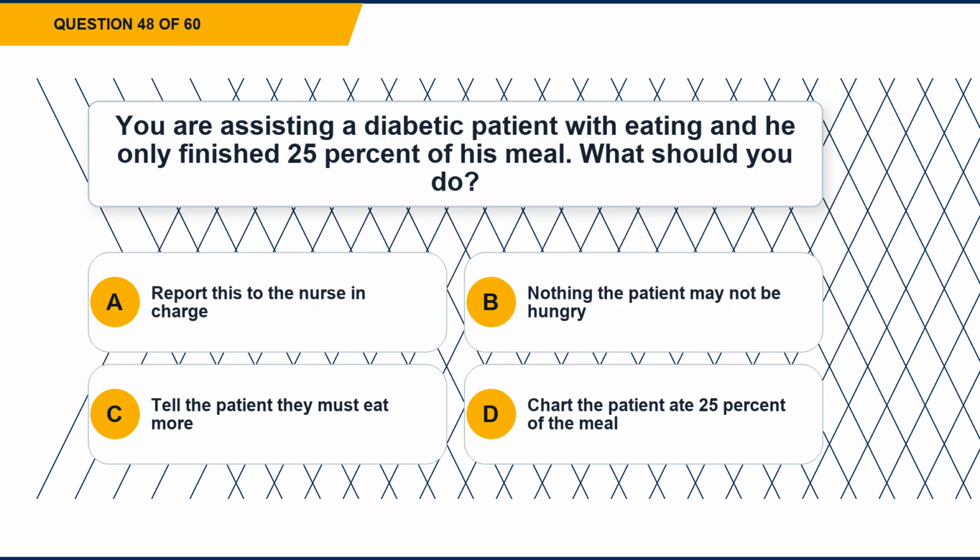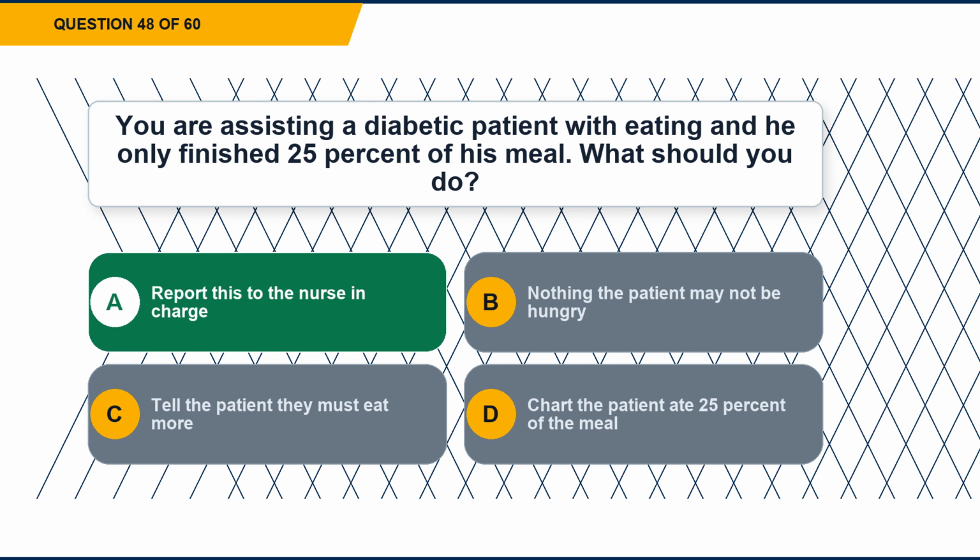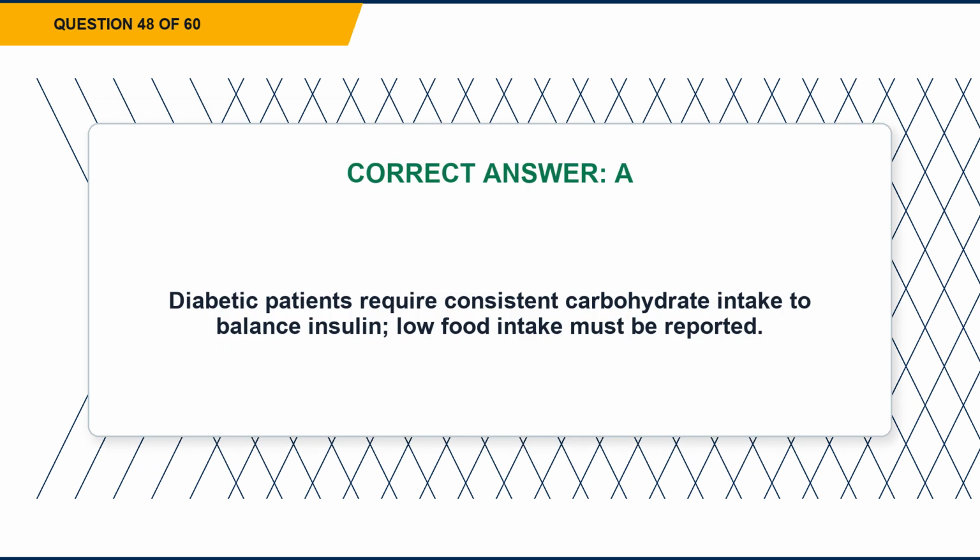Question 48. You are assisting a diabetic patient with eating and he only finished 25% of his meal. What should you do? Option A, report this to the nurse in charge. Option B, nothing, the patient may not be hungry. Option C, tell the patient they must eat more. Option D, chart the patient ate 25% of the meal. The correct answer is option A, report this to the nurse in charge. Explanation: diabetic patients require consistent carbohydrate intake to balance insulin. Low food intake must be reported.